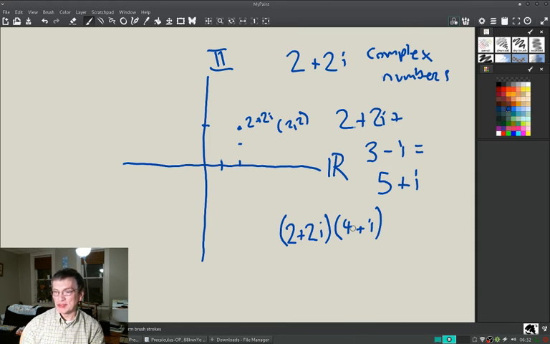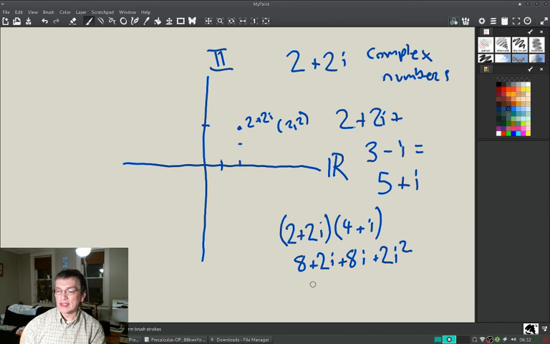Alright, simple, same thing here. You use sort of FOIL as if this was a quadratic equation. 2 times 4 is 8. First, outer, 2 times i is 2i, plus 2i. The inner, 2i times 4, plus 8i. And then you have 2i times i, plus 2i squared. The neat thing about these is all the squared terms end up simplifying to something.